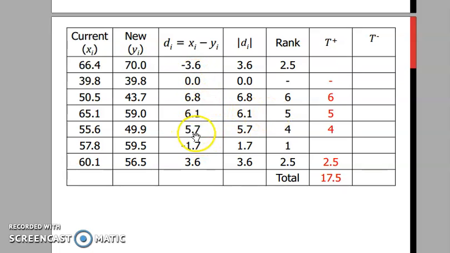So only 4 of the observations are chosen because the difference is positive. For each of these observations, the ranks are 6, 5, 4, and 2.5. We are not choosing this one because it is a negative difference. We are not choosing this one because the difference is 0. And we are not choosing this rank because it is from the negative difference. So only 4 observations are involved. We add up all these T plus: 6 plus 5 plus 4 plus 2.5 is 17.5.